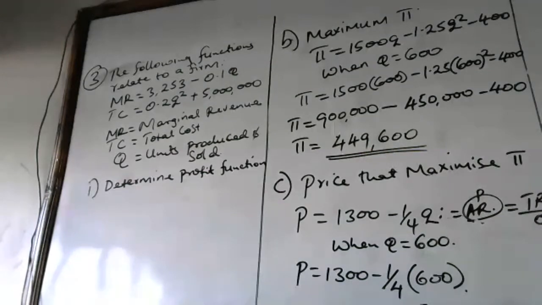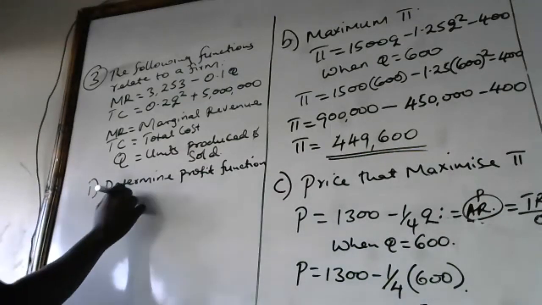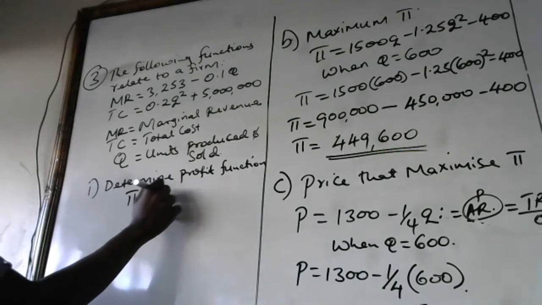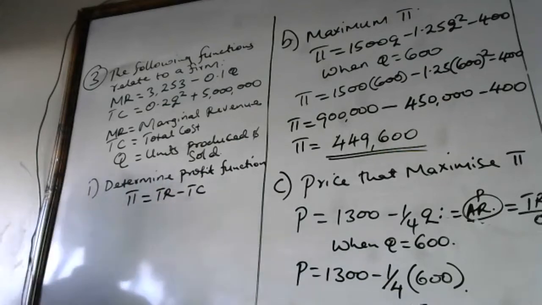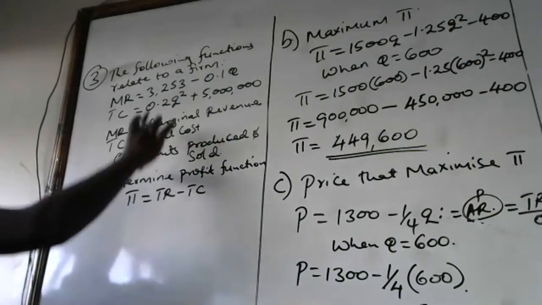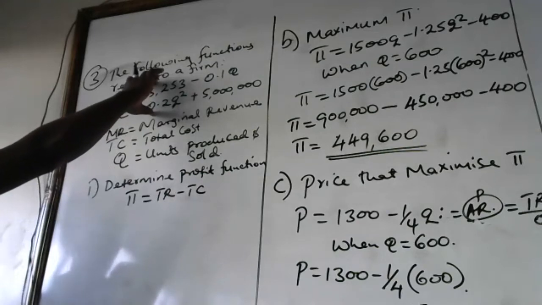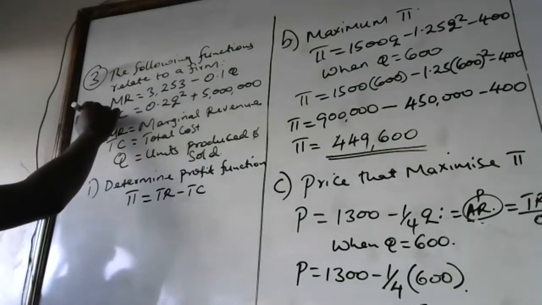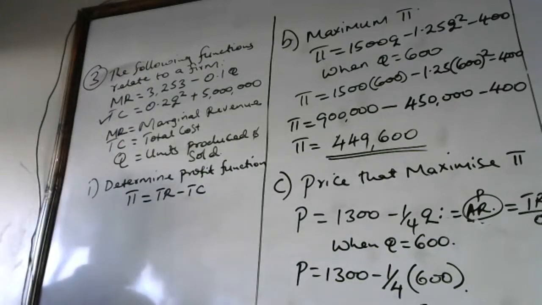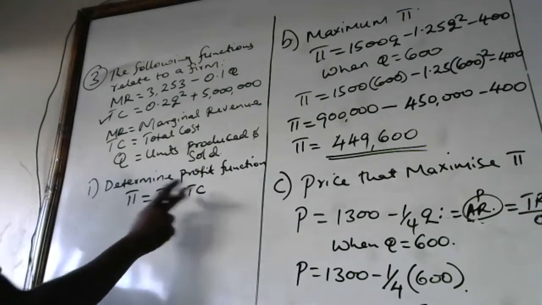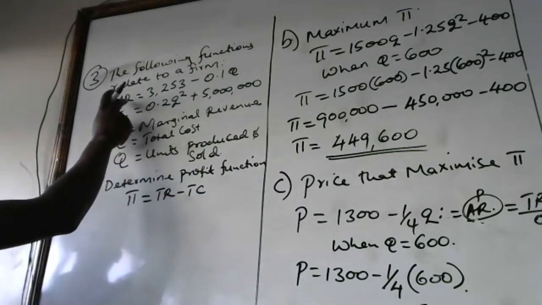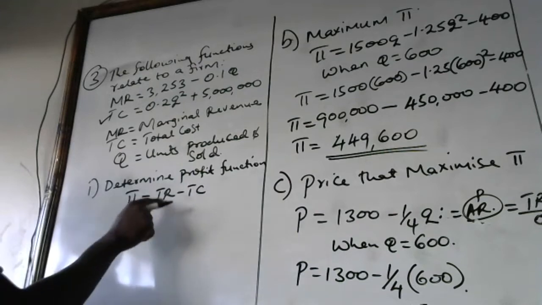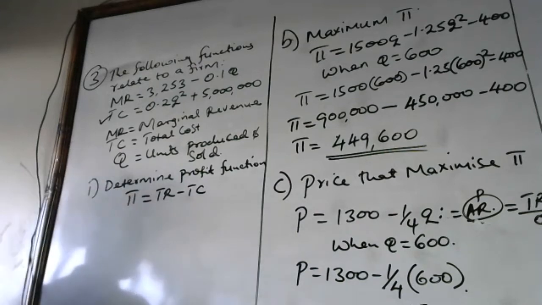It has never changed that profit is equal to total revenue minus total cost. That is the underlying principle. But if you look at what that equation has provided us with, it has given us the marginal revenue and the total cost. For the total cost, that is very okay. That is what we need. But here, we have been given the marginal revenue, but what we need is the total revenue.